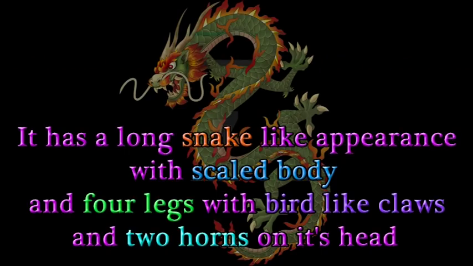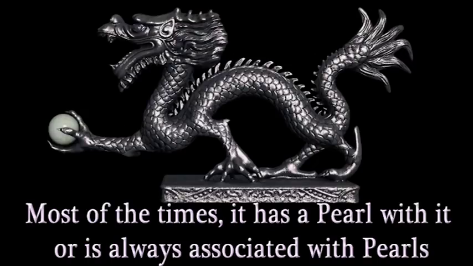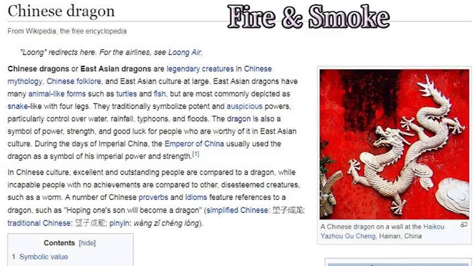We shall first describe the general features of the Chinese dragon. It has a long snake-like appearance with a scaled body, four legs with bird-like claws, and two horns on its head. Most of the time, it has a pearl with it or is always associated with pearls. They don't breathe fire often; however, they occasionally do, as seen in this Chinese royal painting.